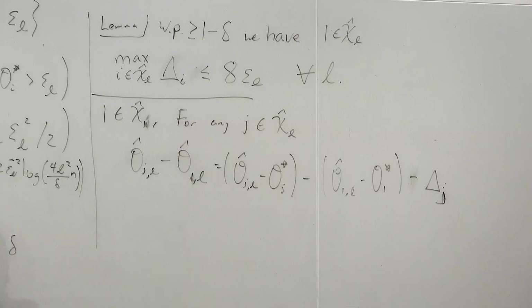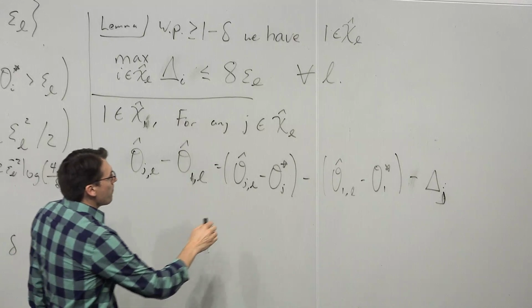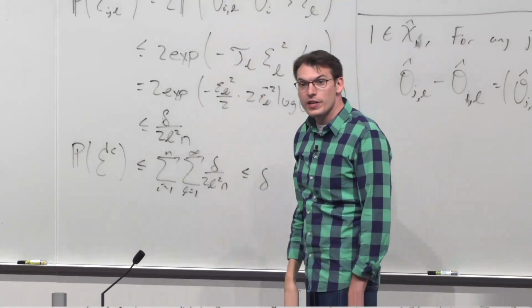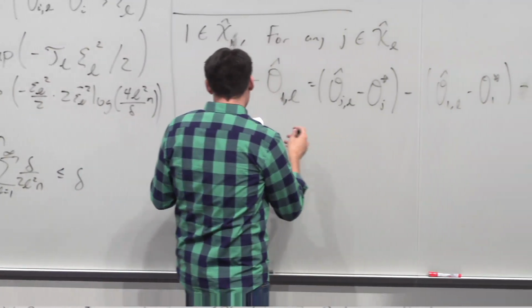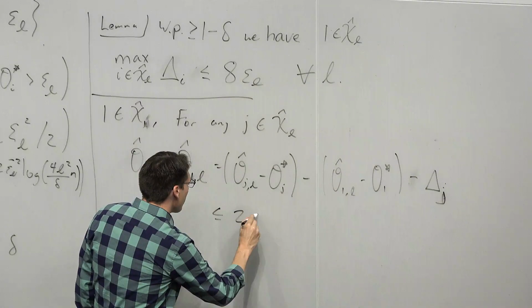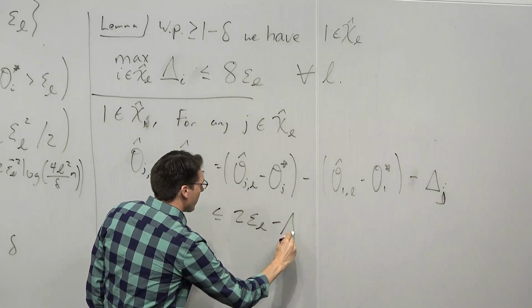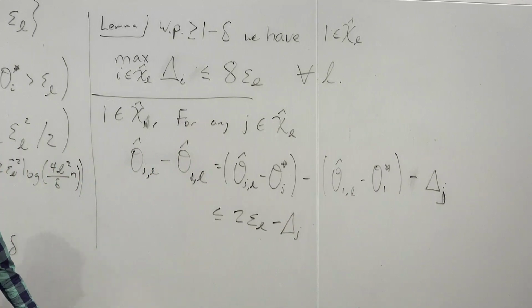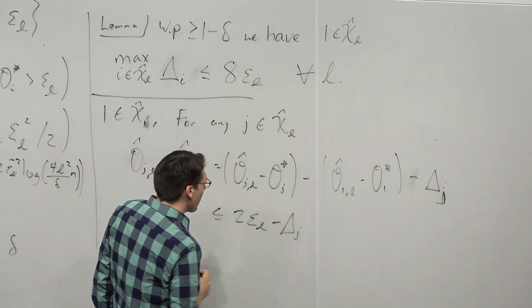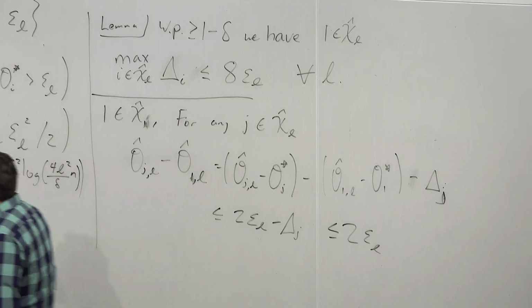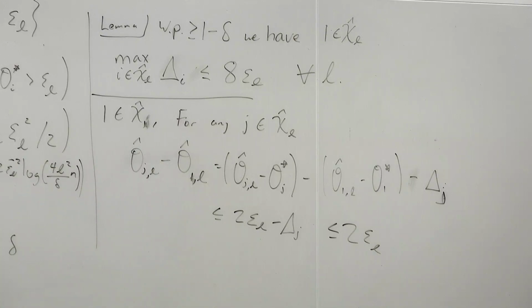Okay, just using the definition of delta j. And now, each one of these, by our event E, is always less than epsilon L. So then these are less than or equal to 2 epsilon L minus delta j. But delta j is positive, right? So then minus delta j is negative, and so this whole thing is less than 2 epsilon L. But that's exactly what the elimination rule is.